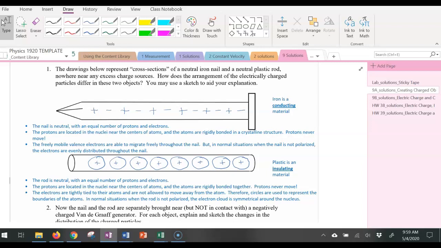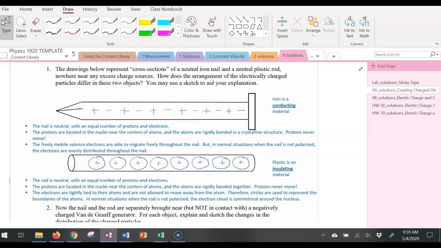Okay. In the next drawing, we have the plastic rod, which is also neutral. Now, plastic is a type of material called an insulator, and an insulator is a material in which atoms hold on very tightly to their electrons. So in this case, the rod is neutral. It has an equal number of protons and electrons. The protons are located in the nuclei near the centers of the atoms, and those atoms are rigidly bonded together.